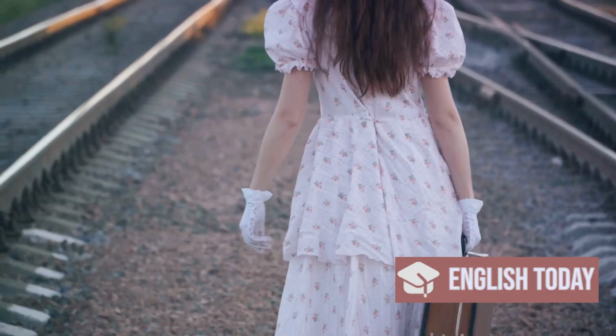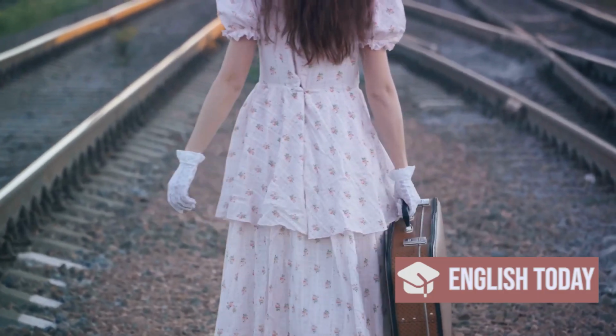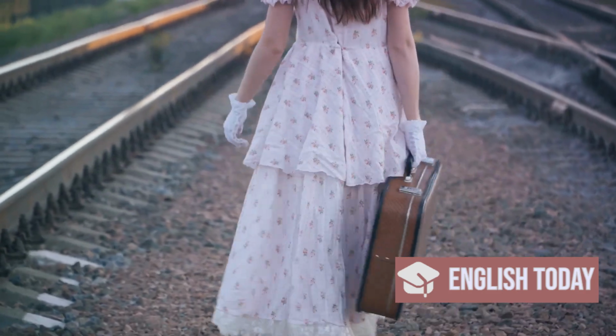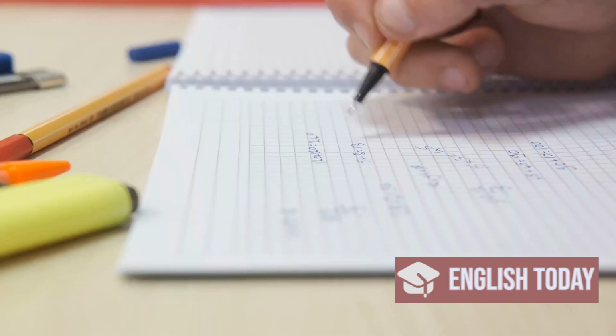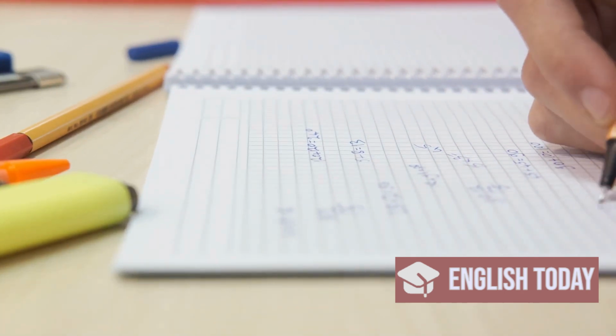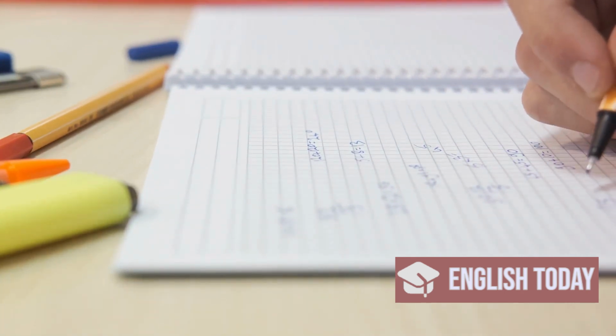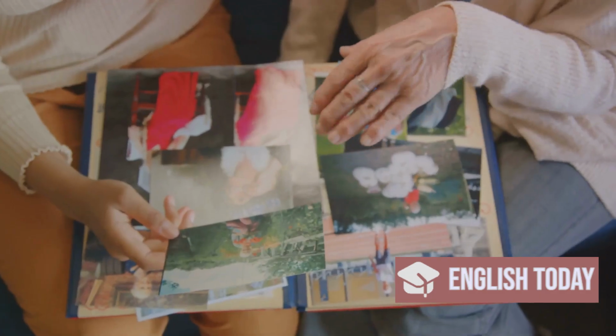It allows us to take a journey back in time, to before a specific point or event in the past. The structure of the past perfect tense is straightforward. It's formed using the subject, followed by had, and then the past participle of the verb. For example, she had left. Here, she is the subject, had is the auxiliary verb, and left is the past participle of the verb leave.